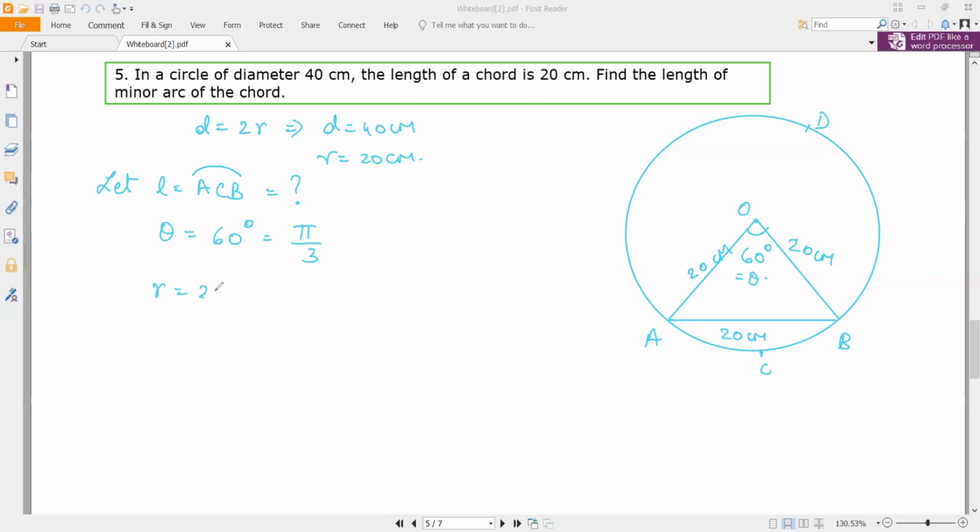Also, radius is equal to 20 centimeter. We know that L is equal to r theta, which means L is 20 into pi upon 3. Now, in the question, it doesn't mention whether you have to take pi as 22 upon 7 or 3.14. Nothing is mentioned. So either you can leave this as it is, or you can place any of those two values, 22 upon 7 or 3.14, and come up with the decimal value. The unit of length will be centimeter. Unit will be the same as the radius unit.